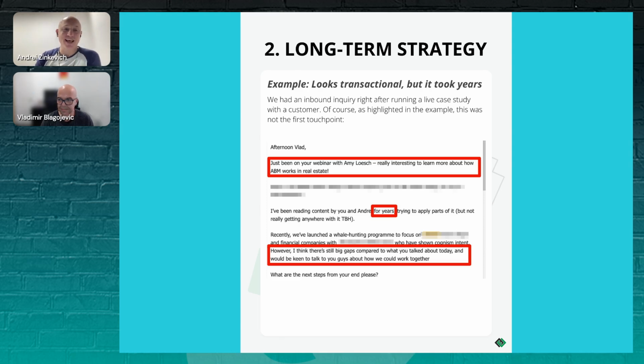I know it's ridiculous, because sometimes people on LinkedIn pick up a simple example like this and say, hey, how I generated an enterprise sales opportunity from one podcast episode. But this is very cheesy, let's put it like this. In reality, what could be assumed as, oh, they hosted the podcast with the client, so it immediately generated a sales opportunity, actually means that this was multi-year nurturing. You can see the person saying, I've been reading content by you. It was an email to Vlad and Andre, for years, trying to apply parts of it. And that's the reality. This is how it looks.